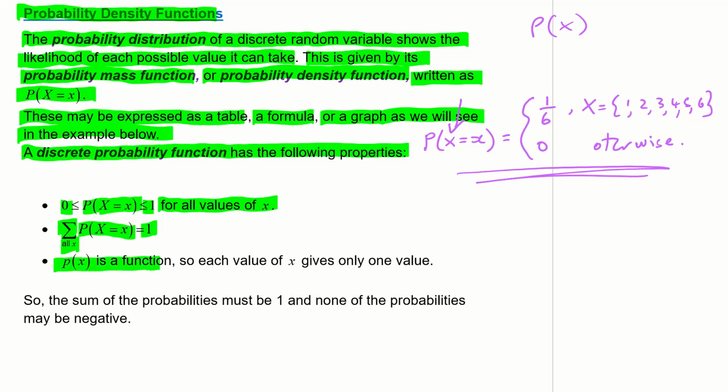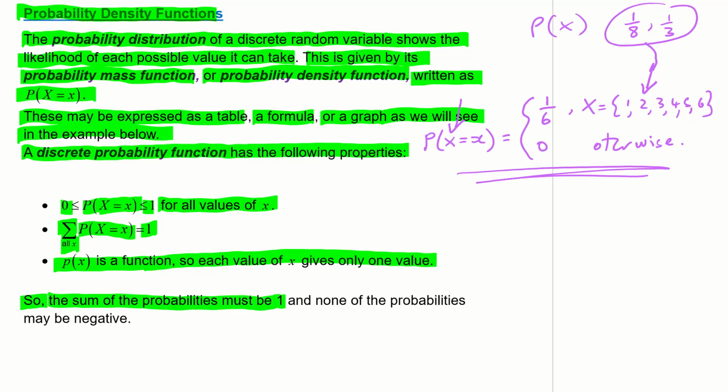P of x is a function, so each value of x gives only one value. What we're saying here is, let's say we have 2 here. We can't have one probability of an eighth and another one of a third, both pertaining to that value. Each individual value in the domain must give you a specific single probability. So, the sum of the probabilities must be 1, and none of the probabilities may be negative. And that's how we can recognize what is a probability density function from something that isn't.